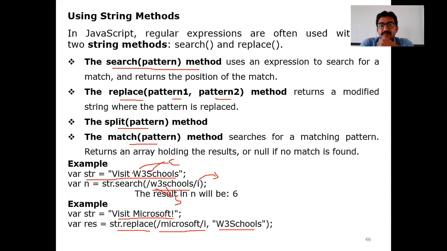Visit space. So how many characters? 1, 2, 3, 4, 5. Visit is 5, space is 6. So it is considered as from the 6th position onwards that it starts with W3Schools. Because the string is stored like an array, 0, 1, 2, 3, 4, 5, the 6th position is capital W. For the second example, the result is visit W3Schools instead of Microsoft.